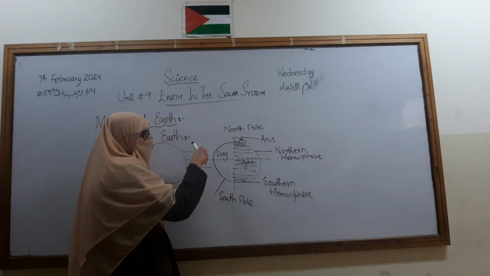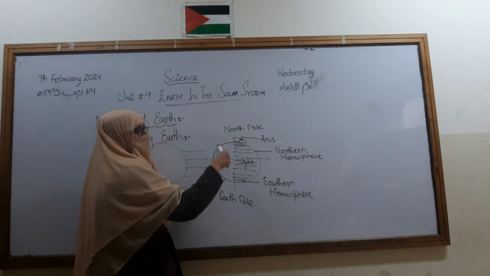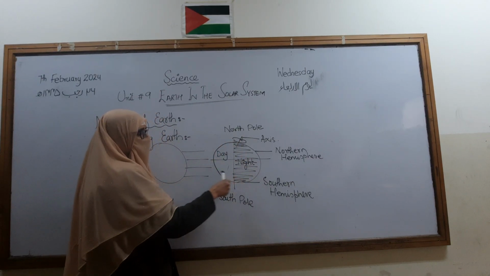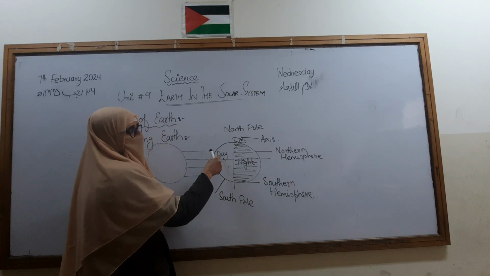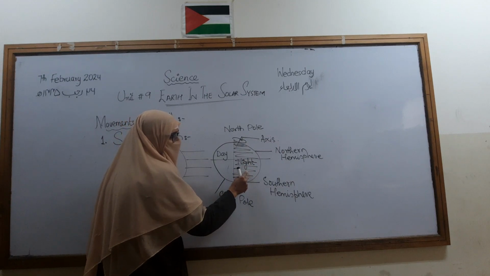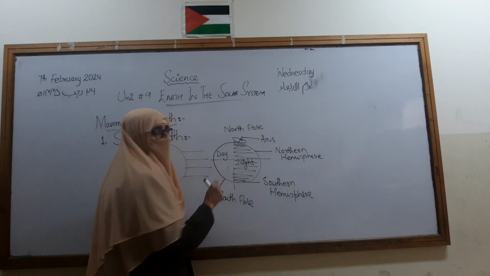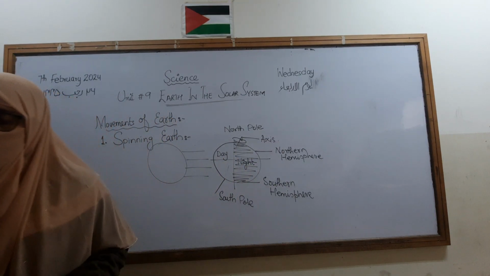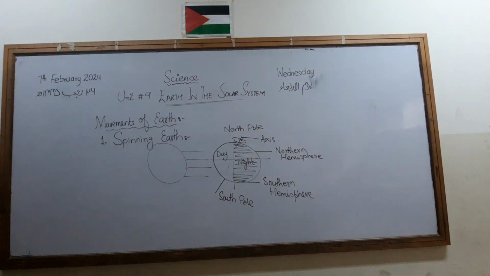And when it rotates on its axis, then this portion will come in front of the sun, and this portion will move to the back side, and then this portion has the day, and then this portion has the night.